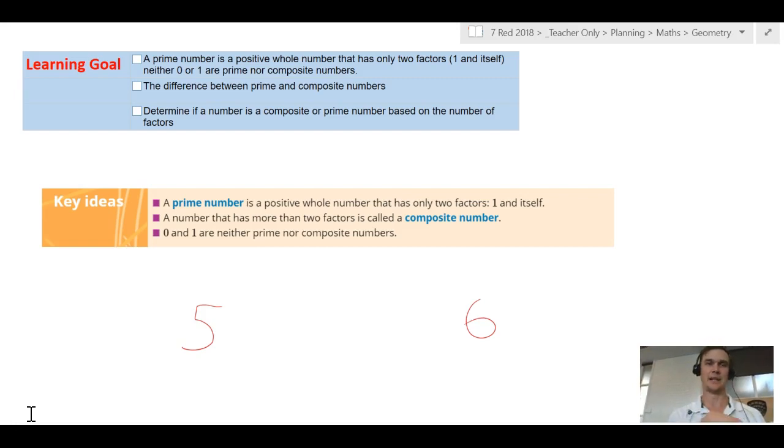And the first one is that you do know that a prime number is a positive whole number that only has two factors, one and itself, and knowing that neither 0 or 1 are prime or composite numbers. You also need to know the difference between prime and composite numbers, and determine if a number is composite or prime based on a number of factors. So hopefully by the end of this lesson we should be able to tick off those three learning goals.